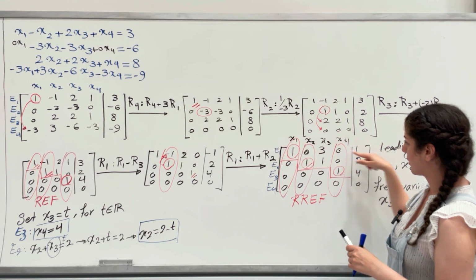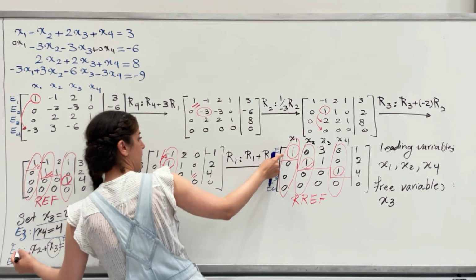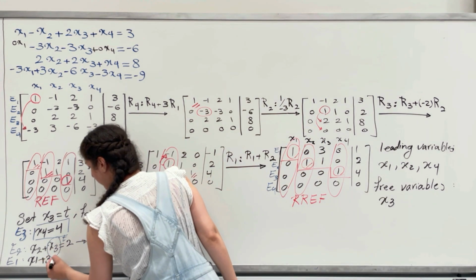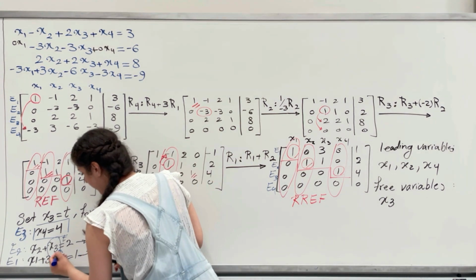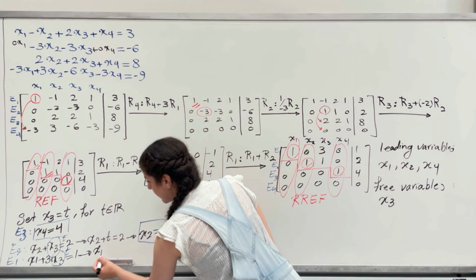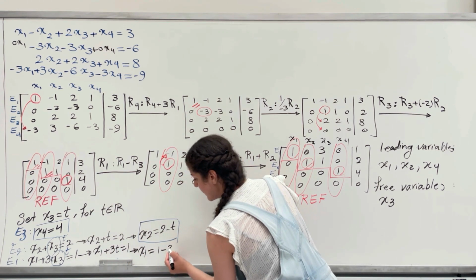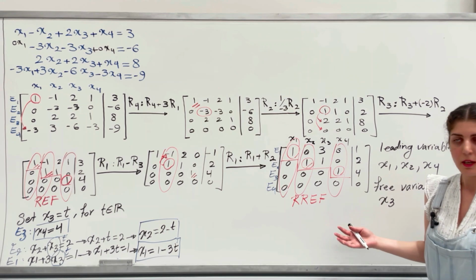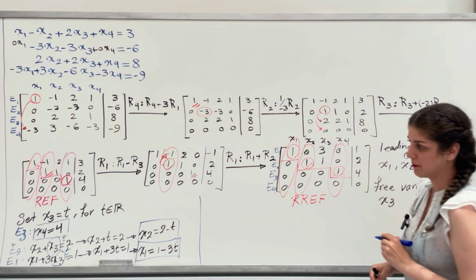And from equation 1, I get x1 plus 3x3 is equal to 1. And again, I have to replace the free variables with the parameters. So I get x1 plus 3t equal to 1, which means that x1 is equal to 1 minus 3t. There we go. We have all the variables, and we can form the general solution now.